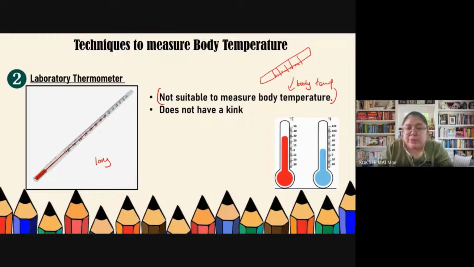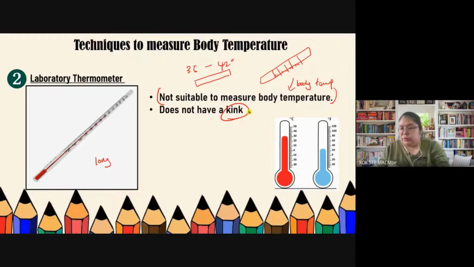Our body temperature is only 35 to 42. This one is the clinical thermometer. So that's why the lab thermometer is not enough. They can only use it in the lab when they do experiments. Another thing is that it doesn't have a kink, this thermometer.